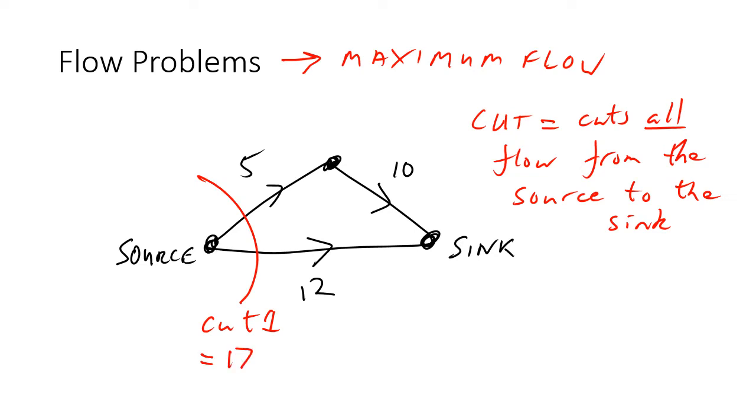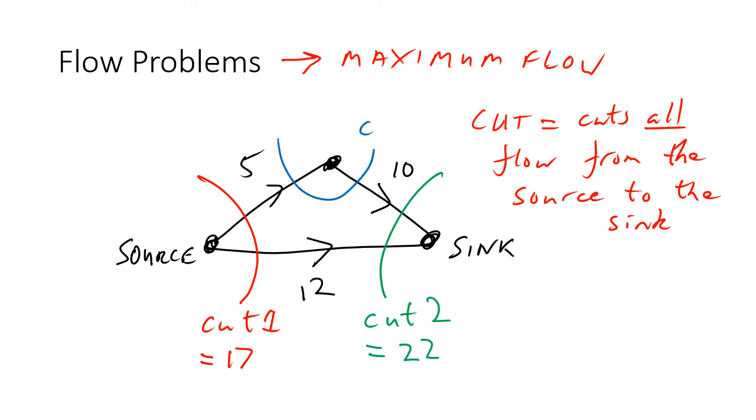If we do another cut, because there's more than one cut here, we can do a cut here. We're going to call this one cut 2. You can see we've got 10 and 12, so those two lines that we've cut add up to 22. All right, let me try another one. This one's a cut like this.